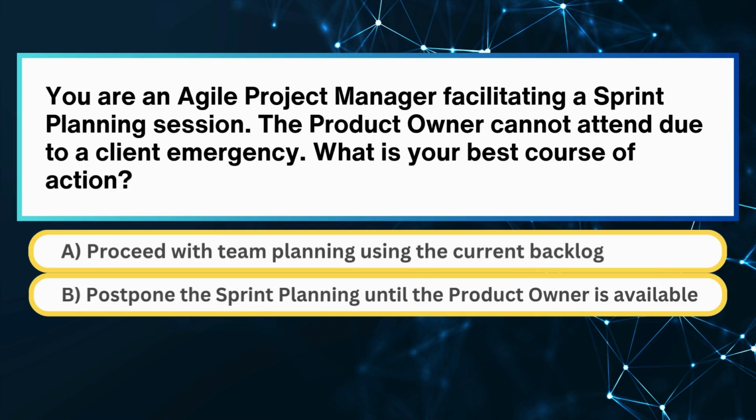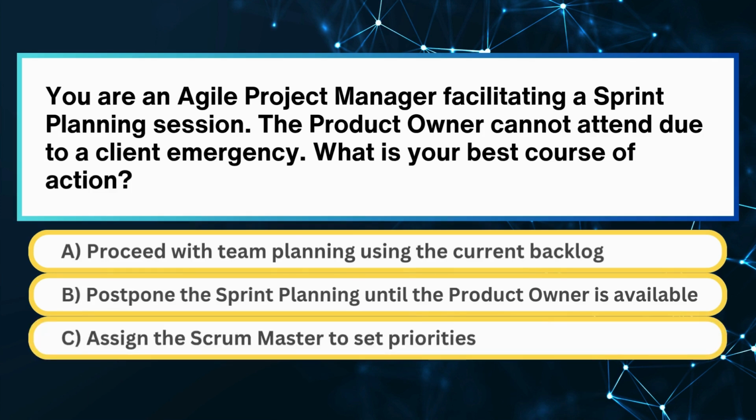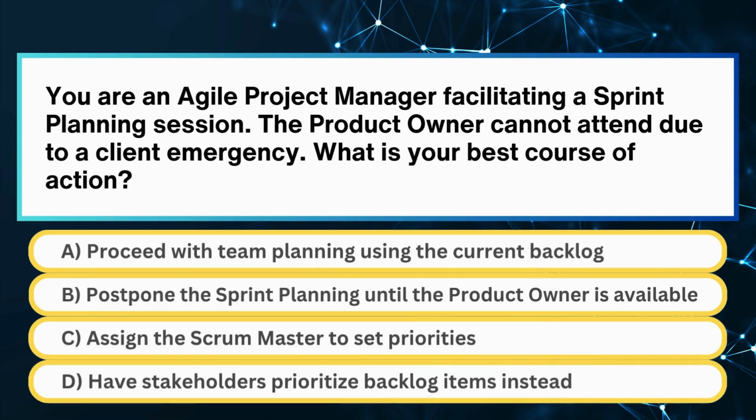B. Postpone the sprint planning until the product owner is available, C. Assign the Scrum Master to set priorities, or D. Have stakeholders prioritize backlog items instead?